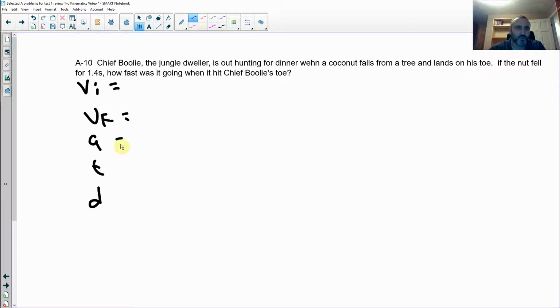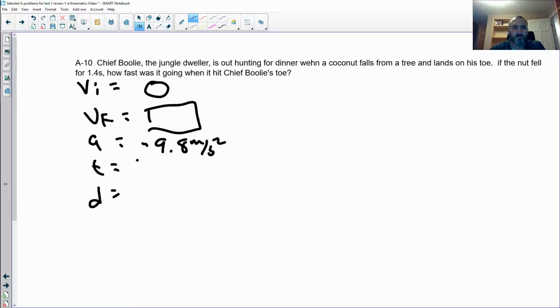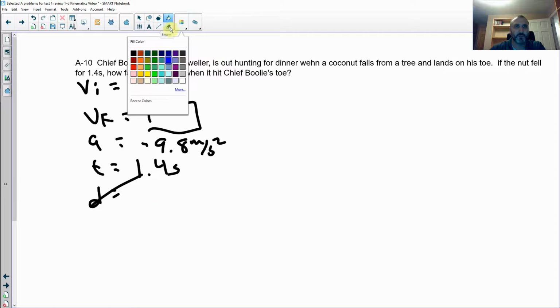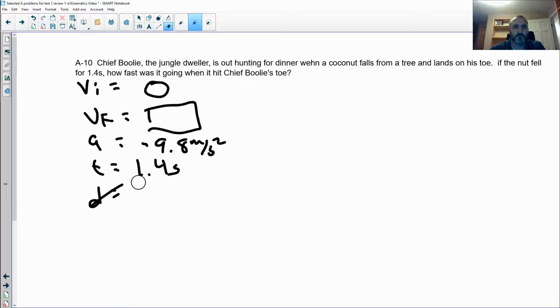And when a coconut starts in a tree, the initial velocity is 0, and we're looking for how fast it's going when it ends. And if we're looking for that, we can make the assumption that there's some sort of acceleration. And you know that as a coconut falling off a tree, we're talking about a projectile, so the acceleration is going to be negative 9.8 meters per second squared. The time they give us is 1.4 seconds, and the displacement disappears because we don't know it, we don't care about it, they don't give it to us, so don't worry about it.